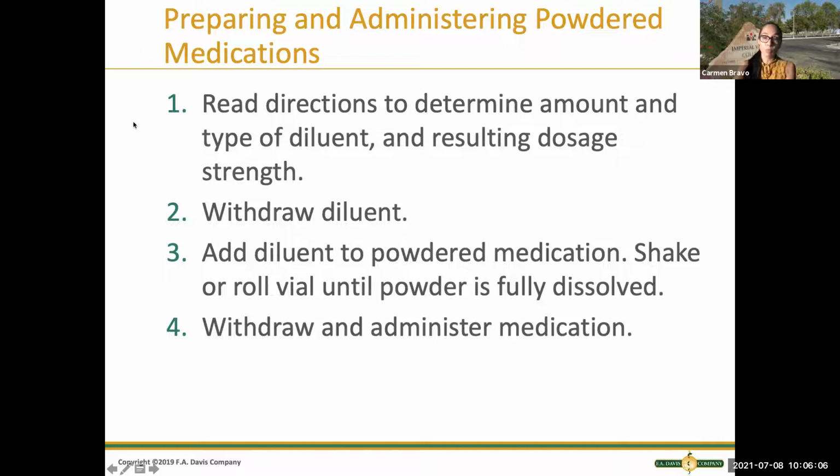So when we have to prepare these medications, we have to read the instructions to see how much diluent we need, what type of diluent we need, and also what the dosage strength is going to be after you do it. So you want to read that and have it in your mind already, know what you're going to do. Then you withdraw the diluent and add it into the powder medication. You have to shake it.